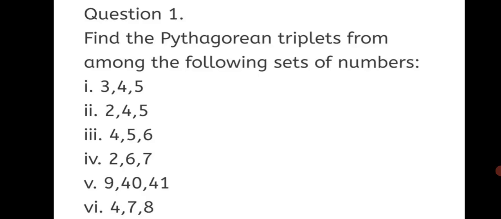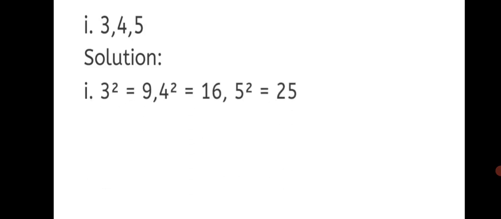So first sum, the numbers given are 3, 4 and 5. Our first step is to write down their squares. So we write down the solution. 3 square is equal to 9, 4 square is equal to 16 and 5 square is equal to 25. The second step is to add the squares of the smaller numbers. So 3 square is 9 and 4 square is 16.